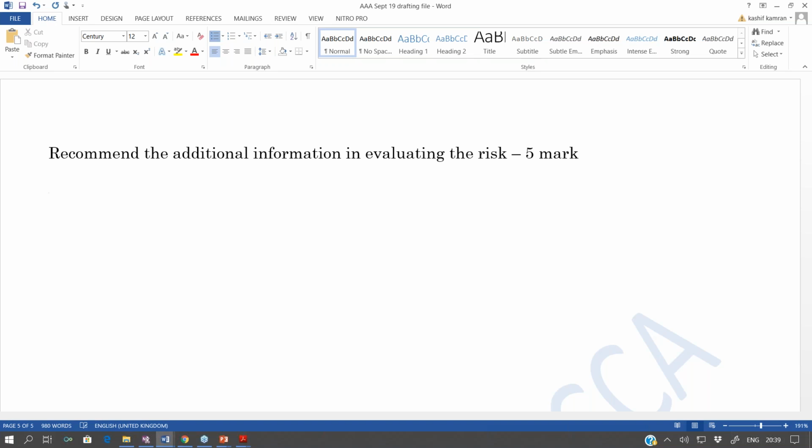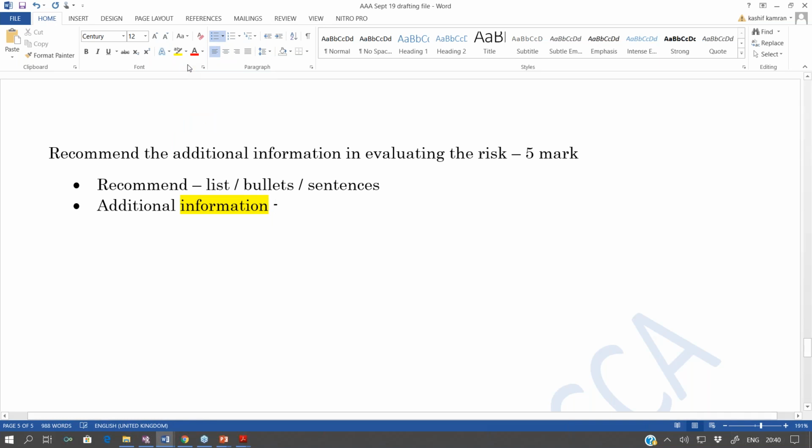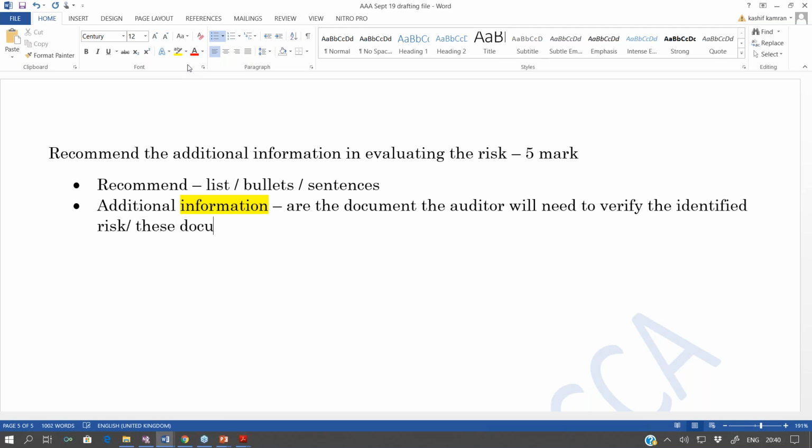Now, first of all, number 1, be clear. Examiner says recommend. Recommend means to list. Recommend means to write something in bullets. Recommend means to write something in sentences. Okay, what do we recommend? Additional information which will help in evaluating risk. Information. What is information? Information are the documents the auditor will need to verify the identified risk. And these documents are obtained from the management at the start of the audit.